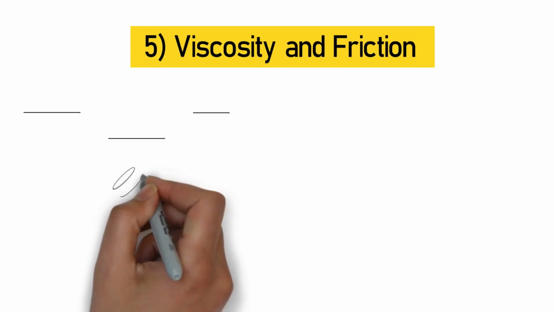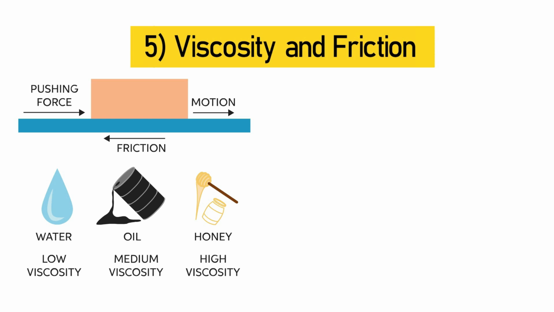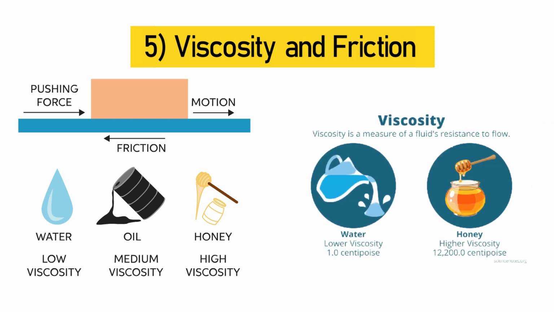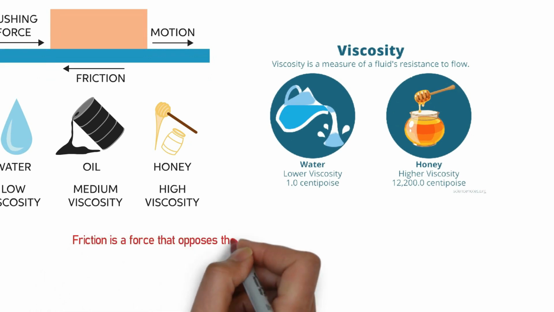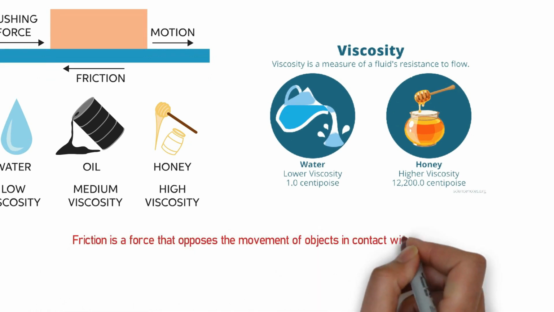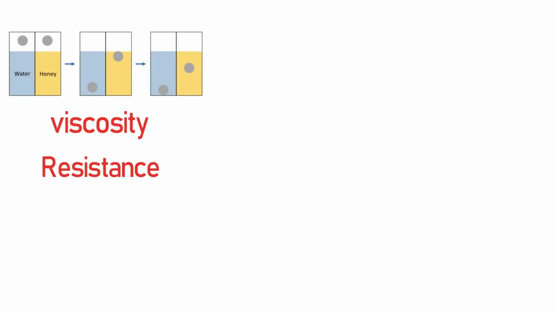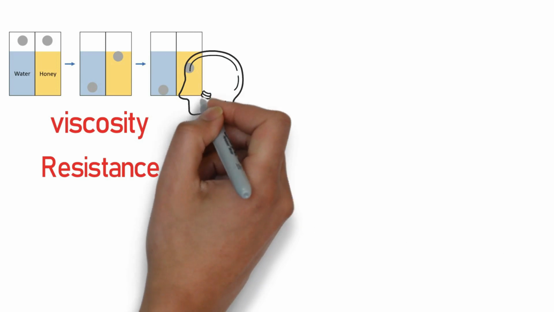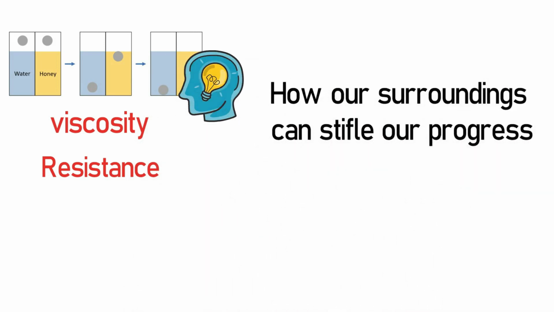Number 5, viscosity and friction. The difficulty of movement is described by both friction and viscosity. Viscosity measures how difficult it is for one fluid to slide over another. Friction is a force that opposes the movement of objects in contact with each other. The higher the viscosity, the greater the resistance. These ideas teach us a lot about how our surroundings can stifle our progress.